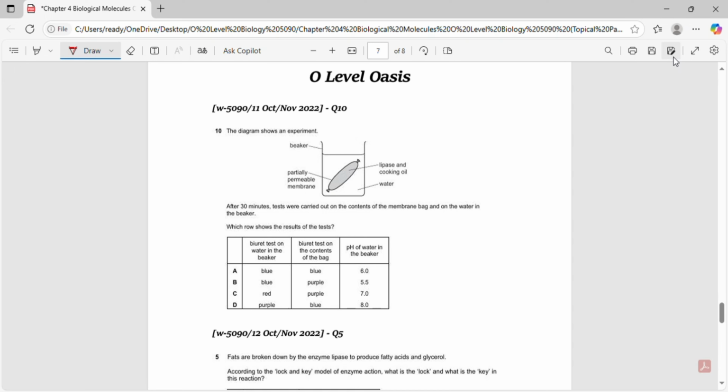The next question is based on an experiment involving a partially permeable membrane. A diagram shows a beaker filled with water, and inside it is a membrane bag containing lipase, an enzyme, and cooking oil, a fat. After 30 minutes, tests were conducted on both the contents of the membrane bag and the water in the beaker. To understand what's happening in this experiment, it's important to note that the membrane is partially permeable, meaning small molecules can pass through it, while larger ones like enzymes and fats cannot.